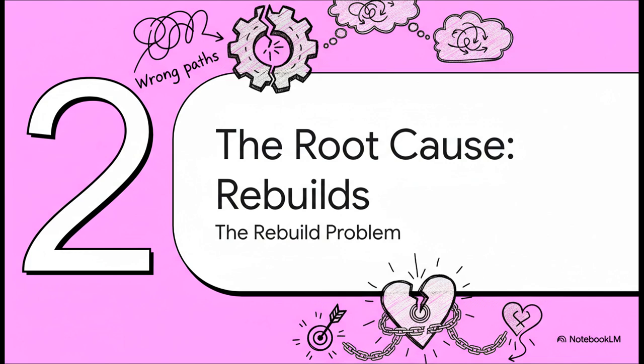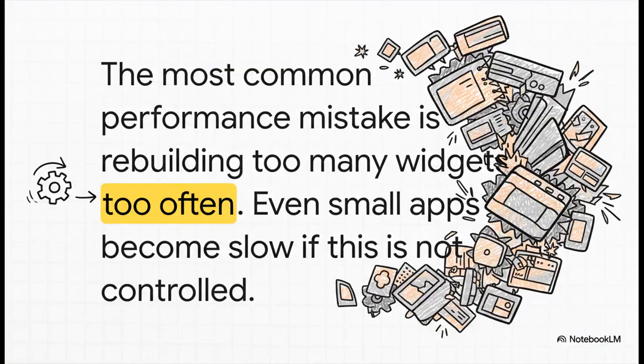Okay, so where does the train actually go off the rails? Now, while there can be a bunch of little things, there's usually one big culprit behind most performance problems in Flutter. Let's get right to the heart of it. And here it is. This is the big one. The most common performance mistake we all make is rebuilding way too many widgets way too often. I'm talking about those times when one tiny little piece of data changes and it causes this massive cascade, forcing huge chunks of your UI to redraw themselves again and again and again.